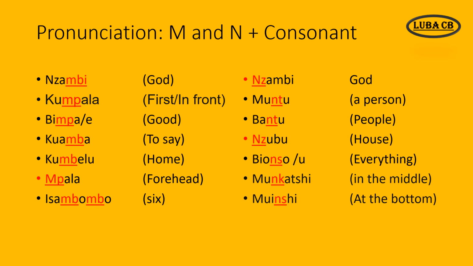Bimpa. Good. Some people spell with A, some with E. Kwamba. Mba. Kumbelu, home. Kumbelu. MB. Mba. MP. Mpala, a forehead. Mpala.